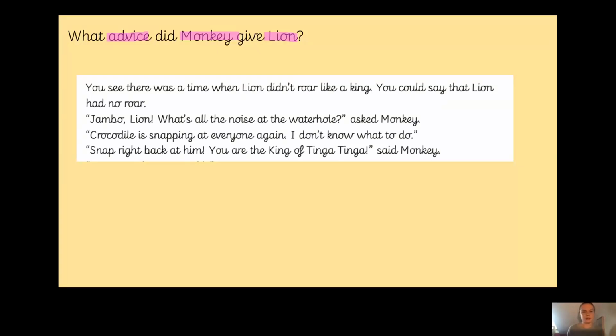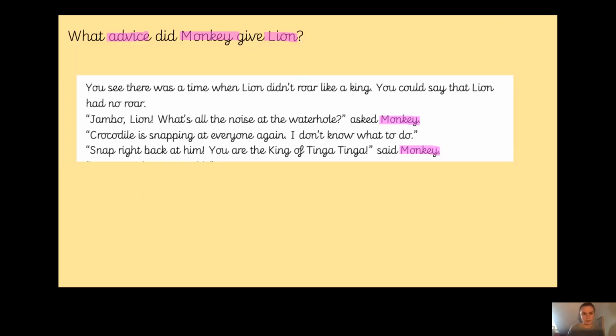Okay, so let's see if we can find any of our key words in the text. So this happened right at the beginning because that's when Monkey was with Lion. Okay, so you see there was a time when Lion didn't roar like a king. You could say that Lion had no roar. "Jumbo Lion, what's all the noise at the waterhole?" asked Monkey. So we've got Monkey here. So we know that Monkey is in this part of the story. And we've also got another Monkey right at the end. Okay, now what advice has he given him?